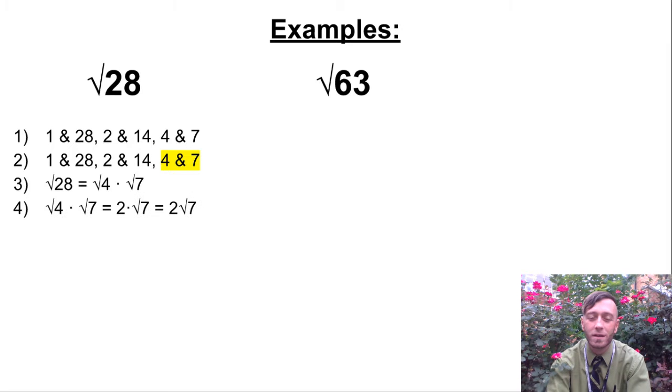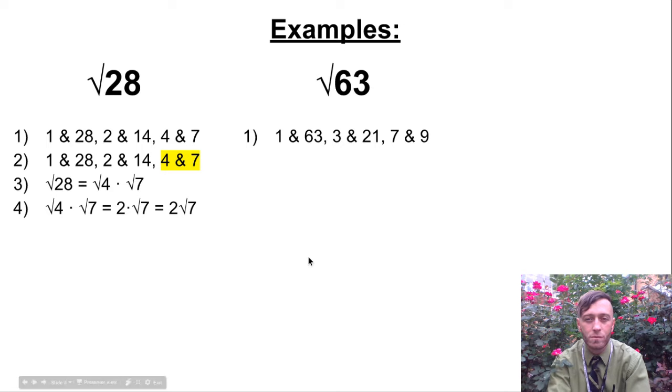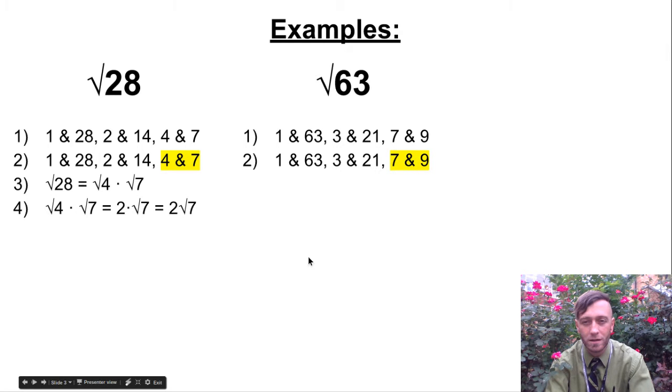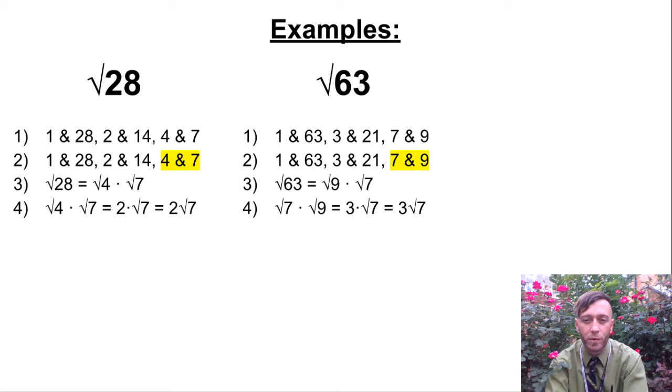Square root of 63. So find your factors. What have I got? 1 and 63, 3 and 21, 7 and 9. Which one's a perfect square? 9's a perfect square. So we're going to split it up into the square root of 9 times the square root of 7. Square root of 9 is 3, so we end up with 3 square root 7.